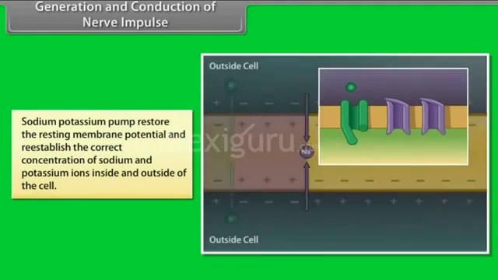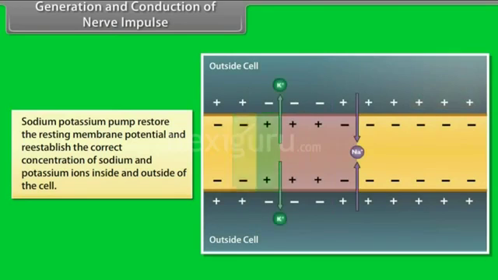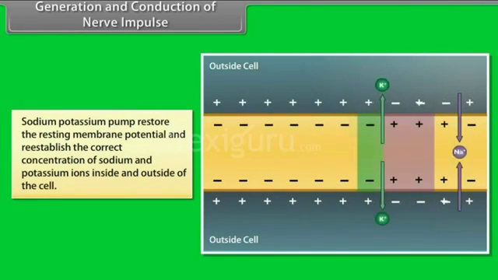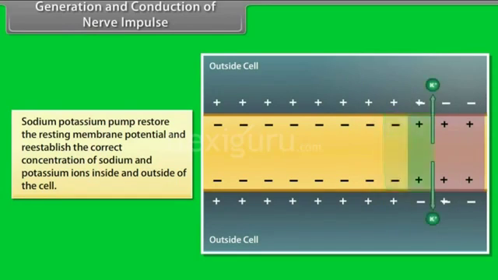The sodium-potassium pump restores the resting membrane potential and re-establishes the correct concentration of sodium and potassium ions inside and outside of the cell.